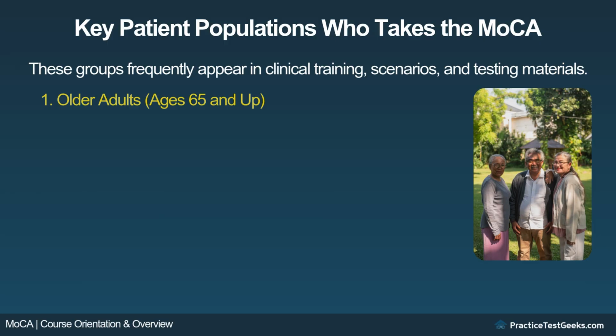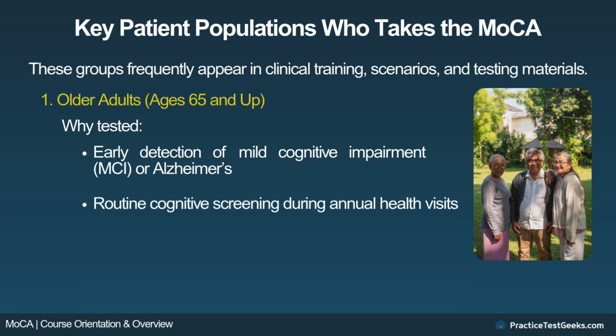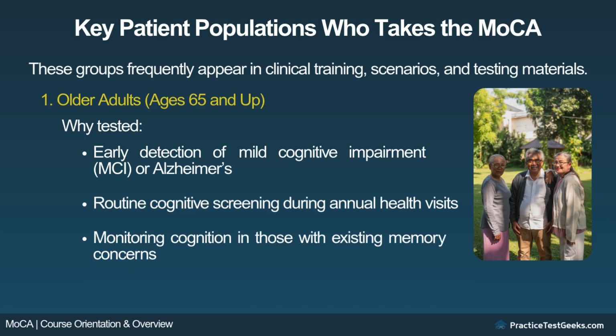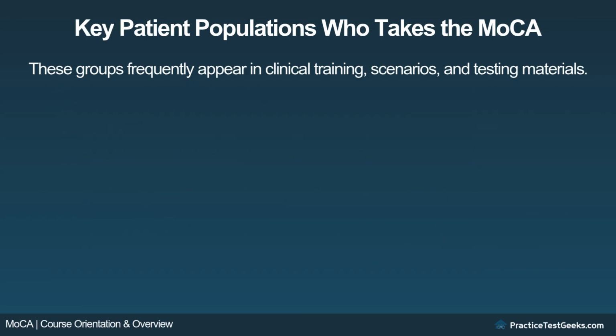Many older adults may experience normal age-related cognitive slowing, but the MoCA helps detect abnormal decline early. Why tested? Early detection of mild cognitive impairment, MCI, or Alzheimer's, routine cognitive screening during annual health visits, monitoring cognition in those with existing memory concerns. Testable tip. Patients without complaints may still be screened as part of baseline cognitive assessments.